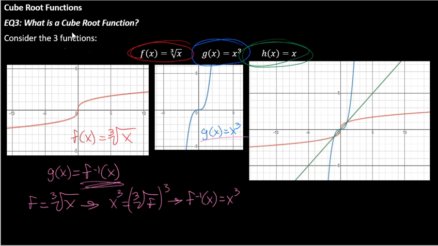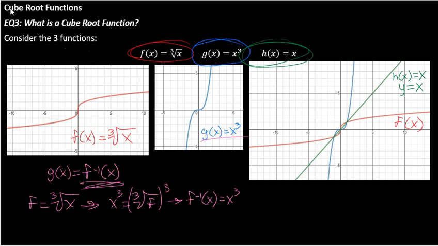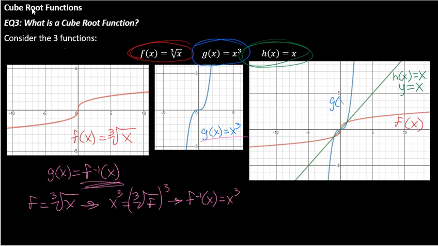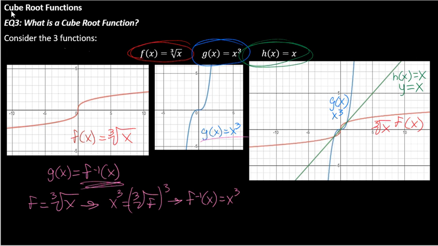You see in green right here, we've got our h of x equals x, and that's a fancy way of just saying y equals x. And you notice that there's symmetry about the line y equals x, namely between f of x in red and g of x in blue, where g of x is x cubed and f of x is the cube root of x. So they're obviously inverses because we have obvious symmetry between these two.